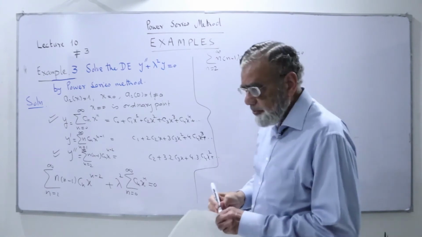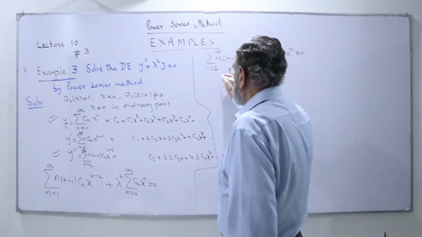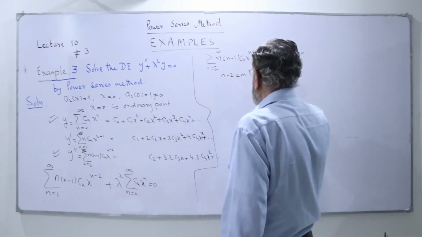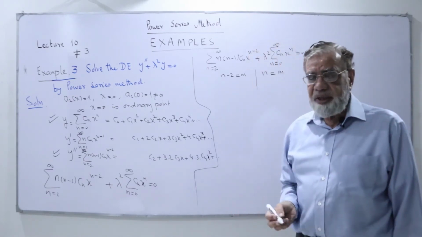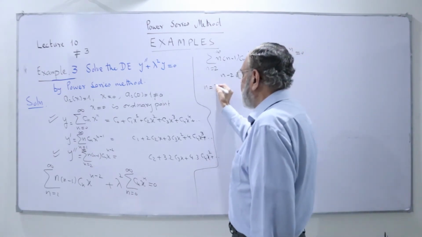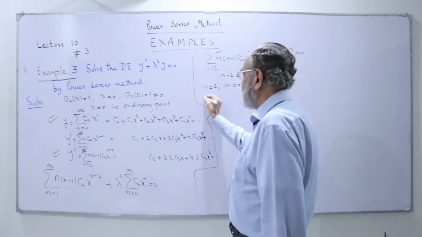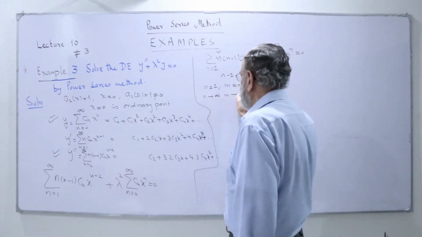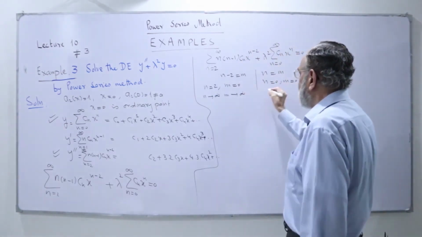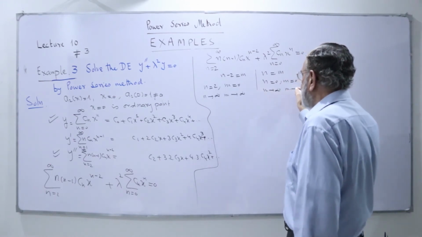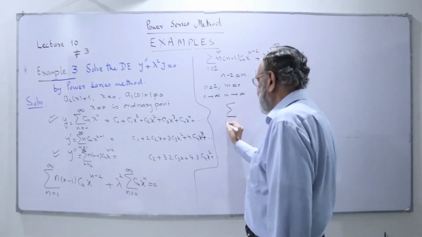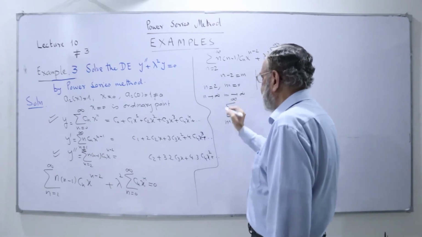Here, as I mentioned before, we are going to change n minus 2 to m, and here we change n to m. So now the limits of the summation will change. When n is equal to 2, we get m equal to 0. When n goes to infinity, m goes to infinity. Here when n equal to 0, m equal to 0. And when n goes to infinity, m is also going to infinity. We make these changes and get the new equation: n equal to 2 means m equal to 0, and n equal to infinity means m equal to infinity.